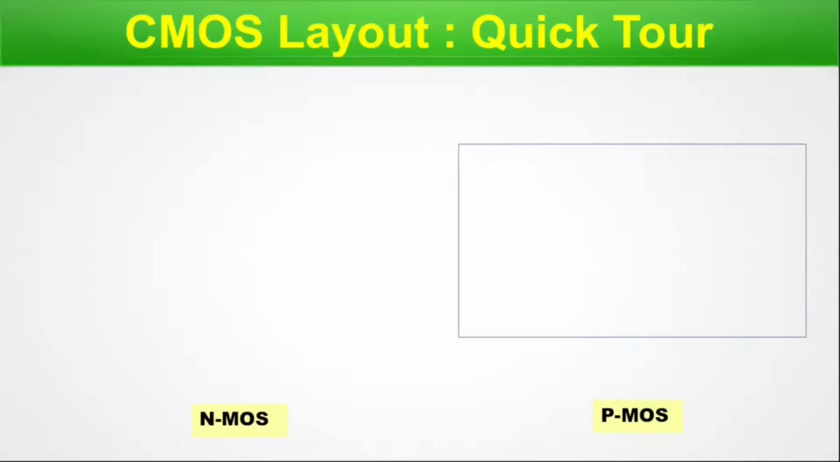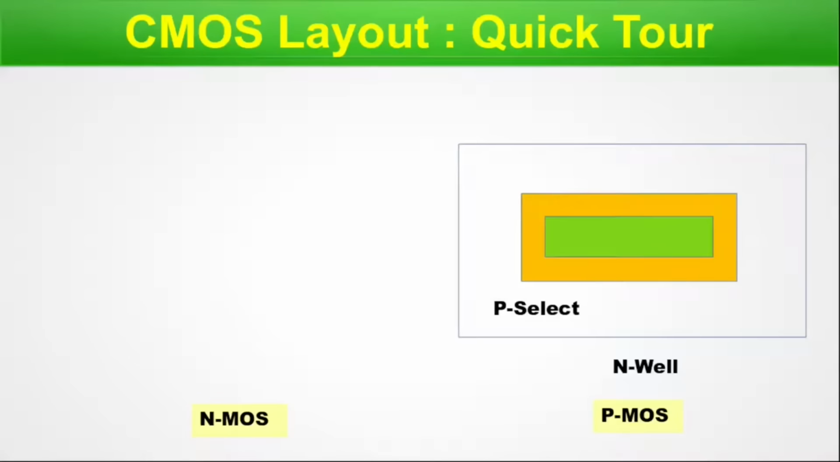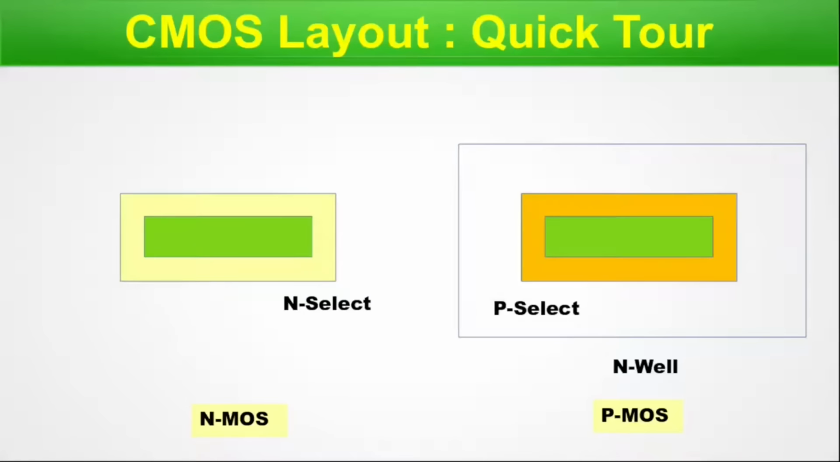Let's move on. CMOS layout, a quick tour. Here, this slide is to build the connectivity of the entire theory that we are going to discuss today. So we are starting from the very basic level of the CMOS layout. Now, it contains a NMOS and a PMOS. Here goes our N well, and inside it we have a P select. Then we have the diffusion layer. For the NMOS, we have the N select, and inside it we have the diffusion layer.